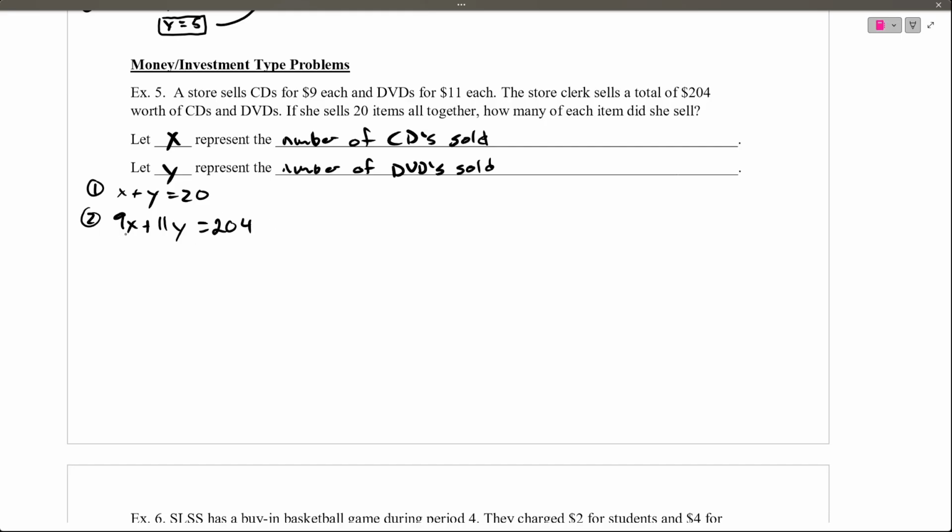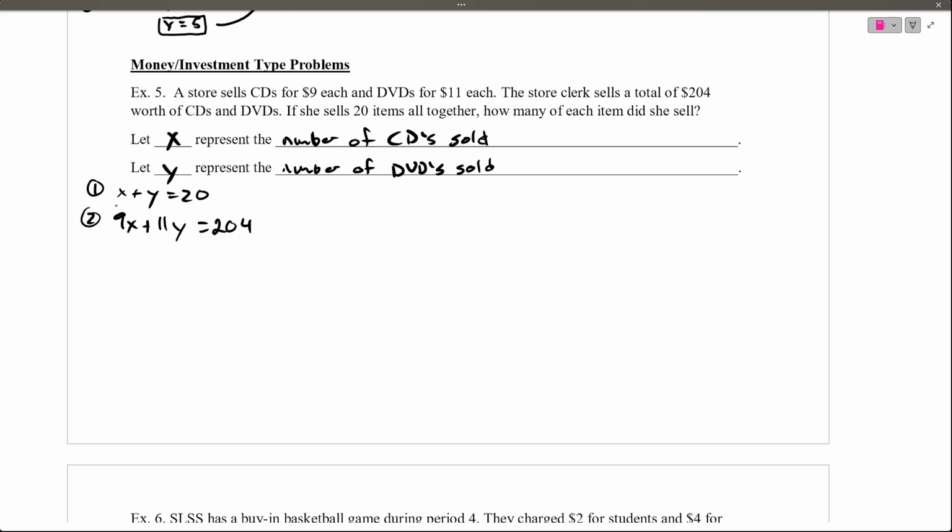Okay. 9X plus 11Y equals 204. Can we solve this easily? Well, we've got a couple choices here. We can rearrange, we could do substitution, or we could modify things around and do elimination. I think in this case, it'd probably be easier to do elimination than substitution. The problem is we have to modify one of our equations.